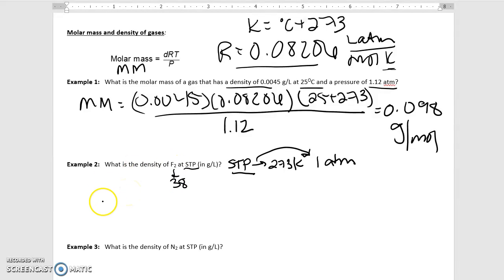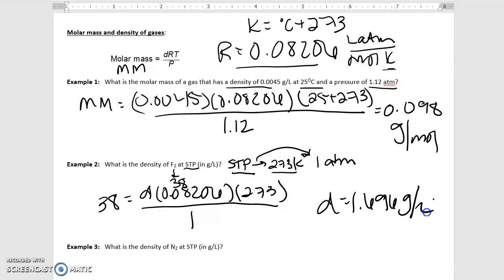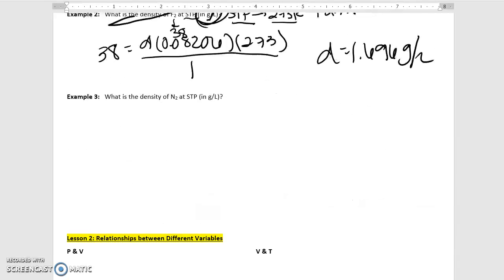Now I'm going to start plugging things in. I've got my molar mass is 38, equals the density I don't know, times the same R value, then I've got temperature, that's 273 Kelvin. My pressure is going to be 1 atmosphere on the bottom. So now I just solve for D. When you rearrange to solve for D here, you should get about 1.696 grams per liter. If you didn't know what unit to use, it does tell you right here in the problem that it's in grams per liter.